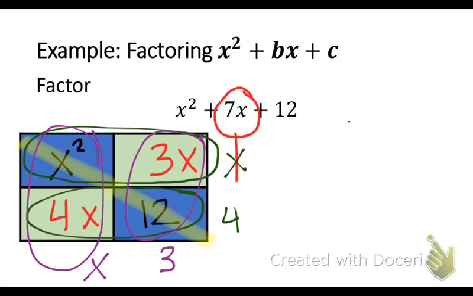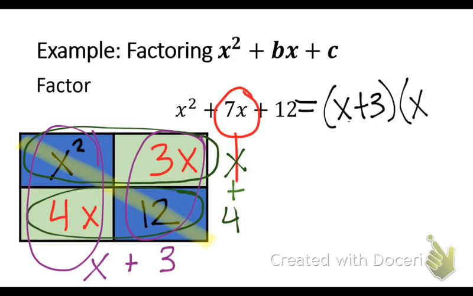So my factors are going to be, well, this 3 I pulled out was a positive 3, and this 4 that I pulled out was a positive 4. So because of that, my two factors when factoring, this one will be equal to the quantity of x plus 3 times the binomial of x plus 4. And that is my answer.